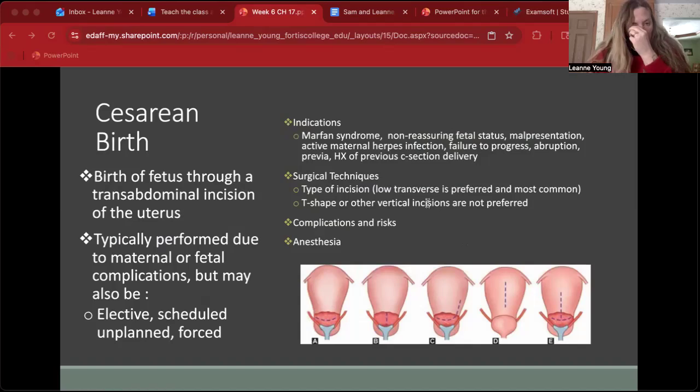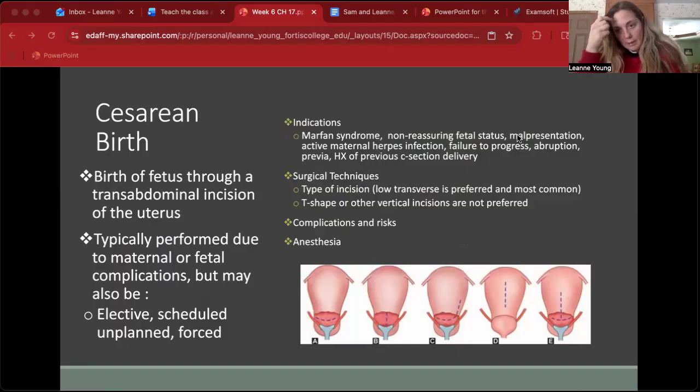So we talked about the types of C-sections. With a scheduled C-section, labor and vaginal birth are contraindicated. This is usually because moms have a placenta previa, they have active herpes, they're HIV positive with a high viral load. This is a repeat C-section for them. Birth is necessary, but labor is not inducible. So they're not allowed or able to be induced, okay, for whatever reason.